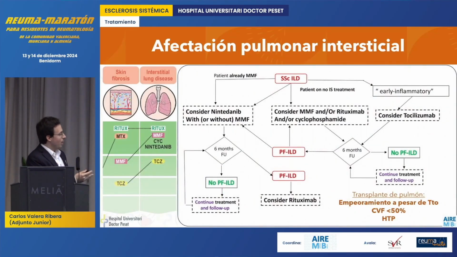And this is the algorithm proposed by EULAR. To begin with, mycophenolate, rituximab, or cyclophosphamide; add nintedanib in case of progression or if the patient is already on the immunosuppressant. And, as a last resort, if there is no improvement, consider other immunosuppressants. And ultimately, if the condition worsens despite treatment, if there is a reduced or severely reduced forced vital capacity or pulmonary hypertension, consider lung transplantation.